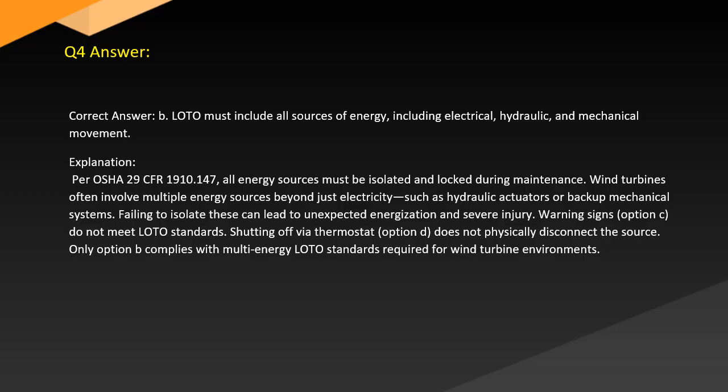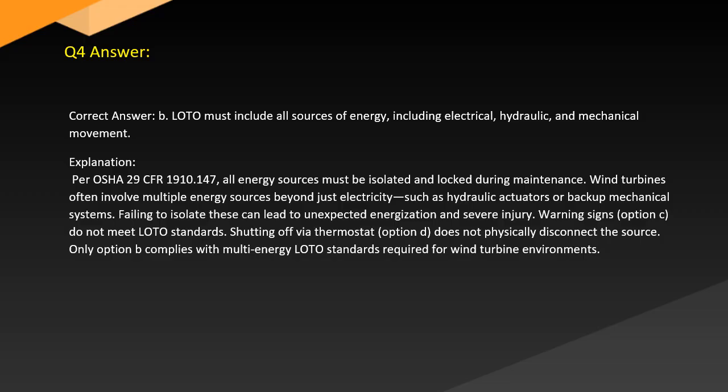Answer. Correct answer, B. LOTO must include all sources of energy, including electrical, hydraulic, and mechanical movement. Explanation. Per OSHA 29 CFR 1910.147, all energy sources must be isolated and locked during maintenance. Wind turbines often involve multiple energy sources beyond just electricity, such as hydraulic actuators or backup mechanical systems. Failing to isolate these can lead to unexpected energization and severe injury.